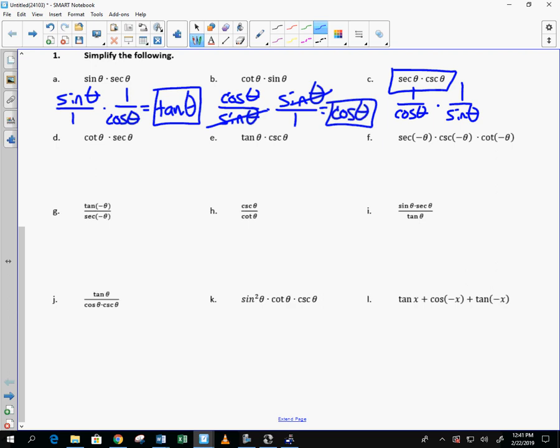All right, cotangent times secant. Cosine of theta over sine of theta times 1 over cosine. What happens? Cosecant.